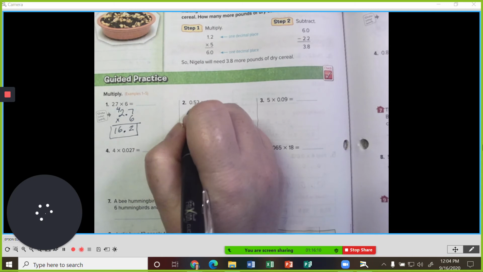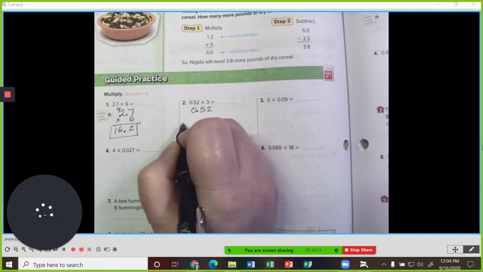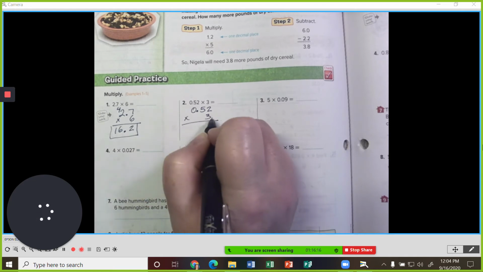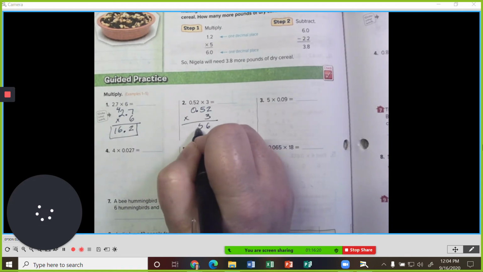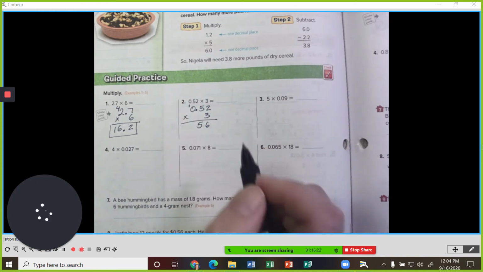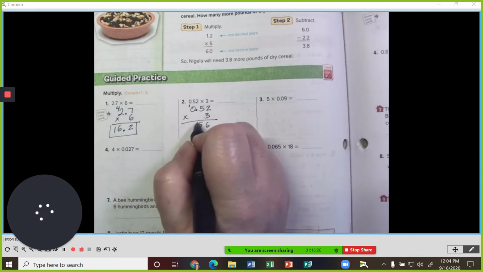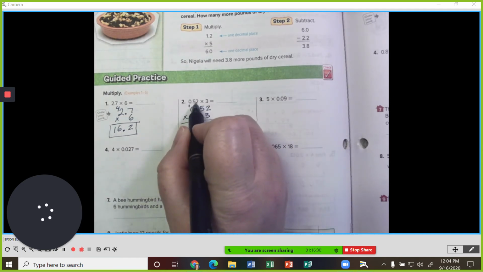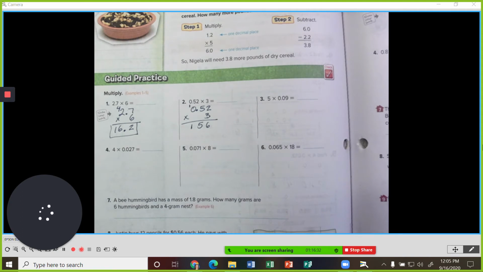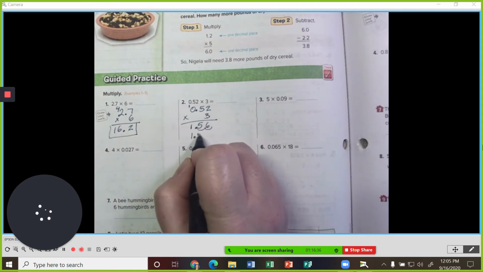0.52, as long as your answer is boxed, it's fine. 0.52 times 3. 3 times 2 is 6. 3 times 5 is 15. Write the 5, carry the 1. 3 times 0 is 0, plus the 1 that we carried is 1. So we have 1.56. We had 2 decimals in our problem, so we need 2 decimals in our answer. So our answer is 1.56.